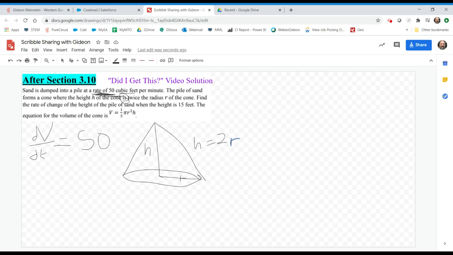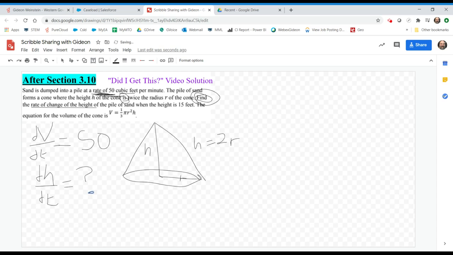Let's keep analyzing. Find the rate of change of the height. This is what we are actually looking for. So, okay, dh/dt. Rate of change is a time derivative, and h is our variable. That's the question mark. That's what I have to solve.